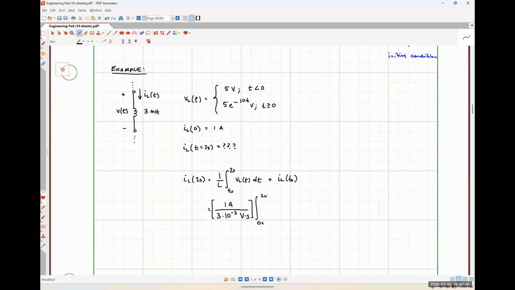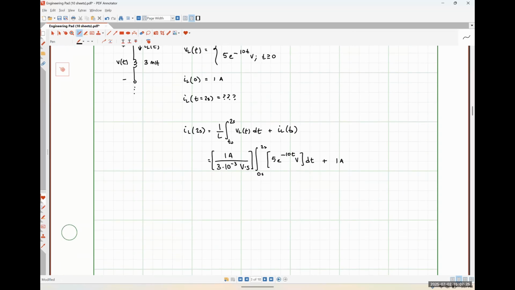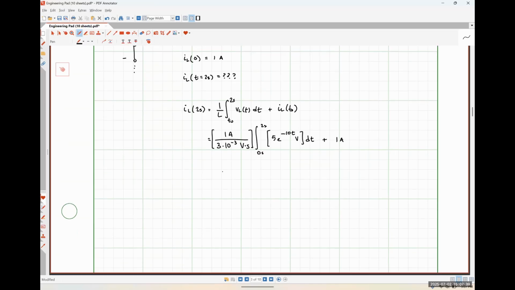My inductor voltage is given by 5e to the minus 10t volts. And then out here, I need to add my initial condition, which is 1 amp, like so. I know that technically we all have calculators that can do this, but I want to make sure that you guys can follow the units as well. So I'm going to do this math by hand here.